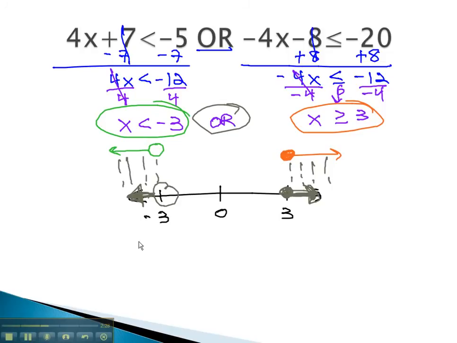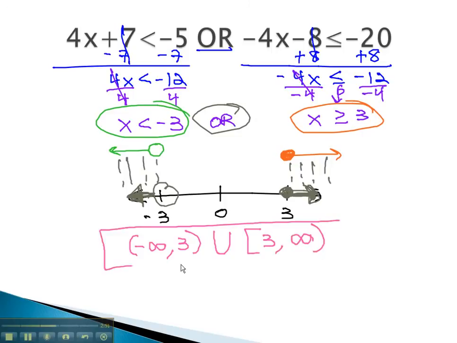In interval notation, the graph starts at the left, smallest value, negative infinity, up to negative 3. Infinity is always curved, and negative 3 is curved because it's not equal to. Then, to show it's a second part, we use the union symbol, or the horseshoe. The graph starts again with a closed bracket at 3, a square bracket, all the way up to infinity, which is always curved. And this is our interval notation.